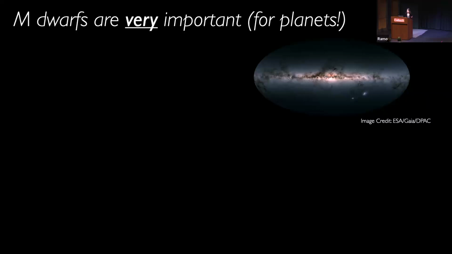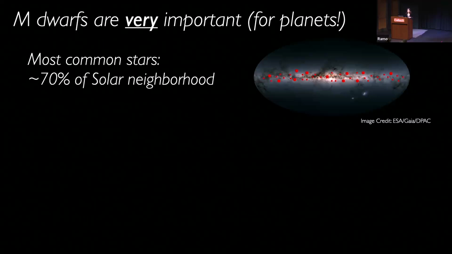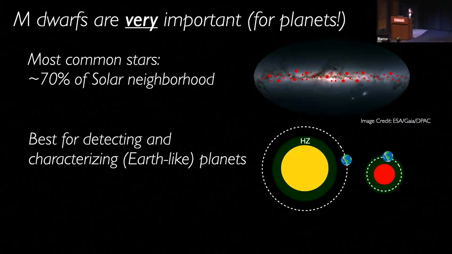Okay, so if we're interested in planets, why should we care about M-dwarfs? A couple of reasons. The first is that M-dwarfs are the most common type of star in the galaxy. They actually compose about 70% of stars in the solar neighborhood. M-dwarfs are also the best stars for detecting and characterizing planets, including Earth analogs.